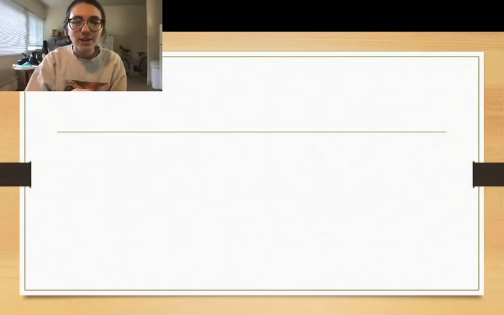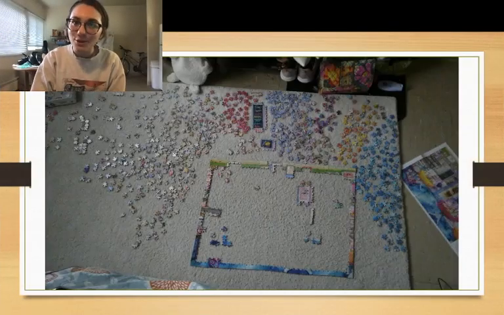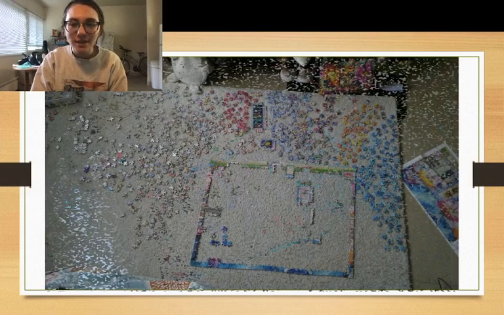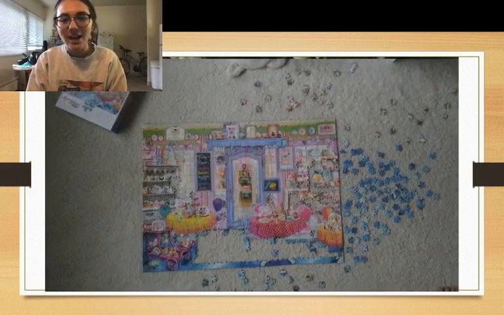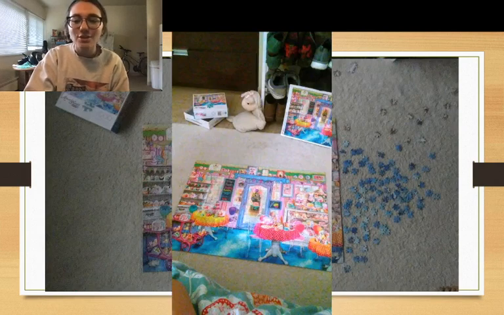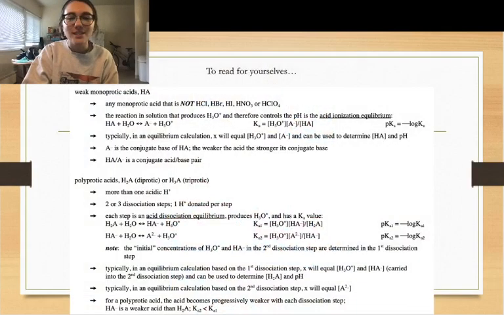So quickly though, I wanted to show off that I have been having a wonderful time at home. I've been making this puzzle. It's been so good. I finished it yesterday and I was so excited, so I thought I'd share it with you all. I wanted to quickly show you my puzzle before we moved into this.